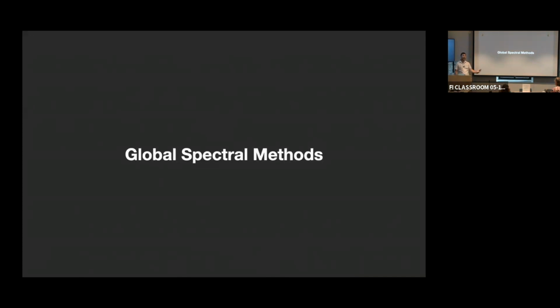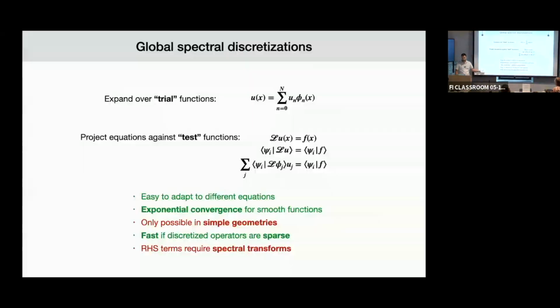Okay, so for the rest of this session, 45 minutes, we'll talk about just the math behind these numerical methods. Again, they're called global spectral methods. And the basic idea actually just fits in one slide. That's what's really nice about these methods, is they're very simple and generalizable.